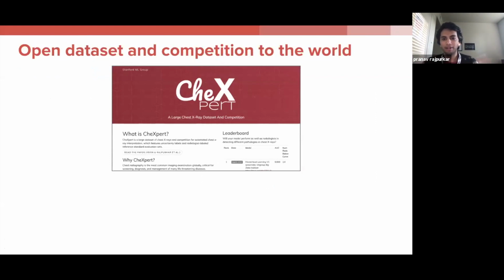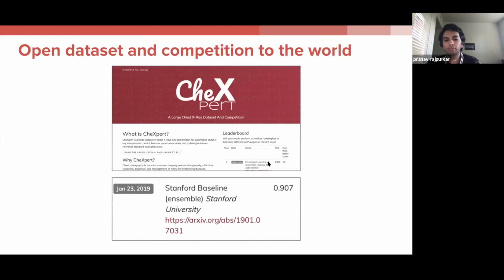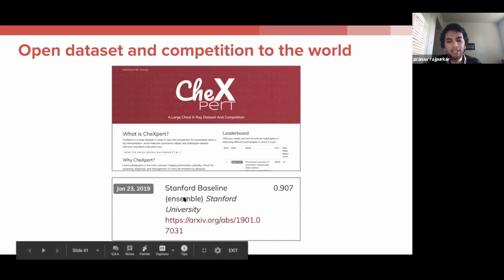So we did this. We had a good labeler. We opened up the data set. It was the largest data set at the time. And we just set up a competition where we said, if you have a chest x-ray model, you can see how well it works. And we had our baseline model.